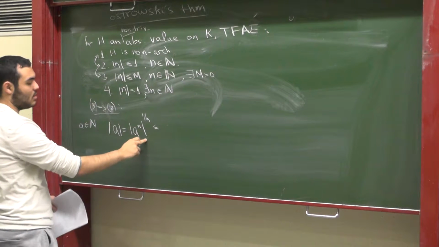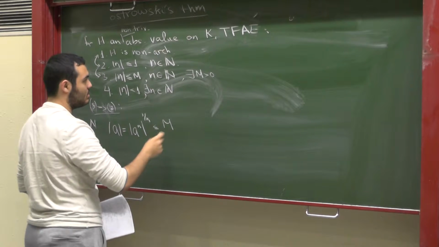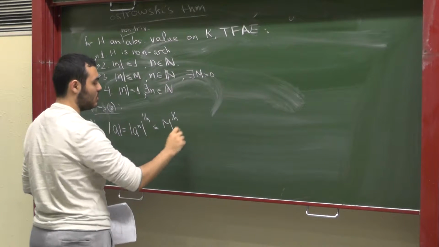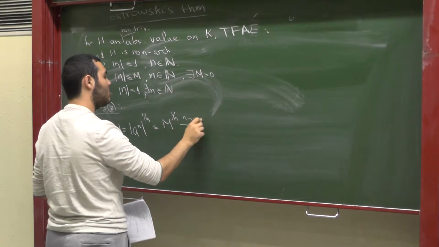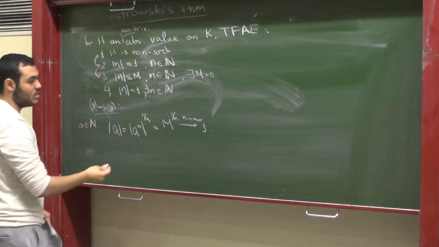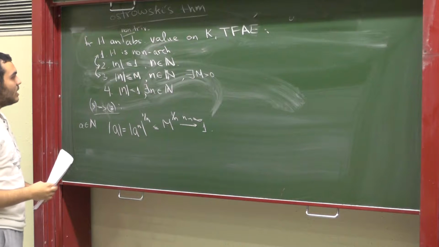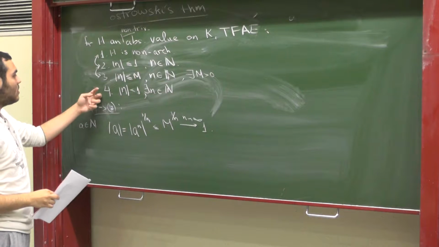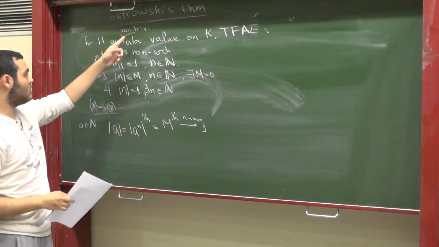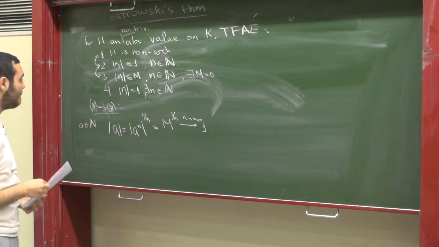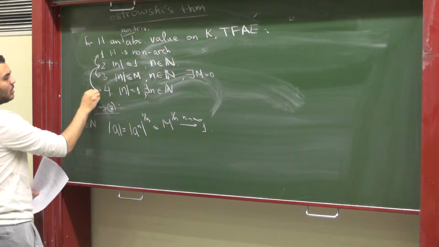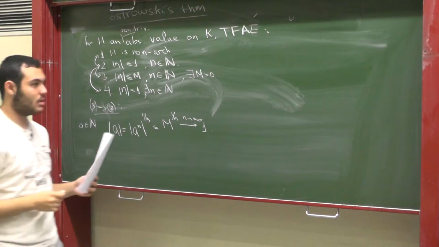So the absolute value of A^n is bounded by m, as it's some element in natural numbers, and this goes to 1. So if it is bounded, it's actually bounded by 1. So we have both of these. And 2 implies 4 is trivial if we know that the absolute value is non-trivial.